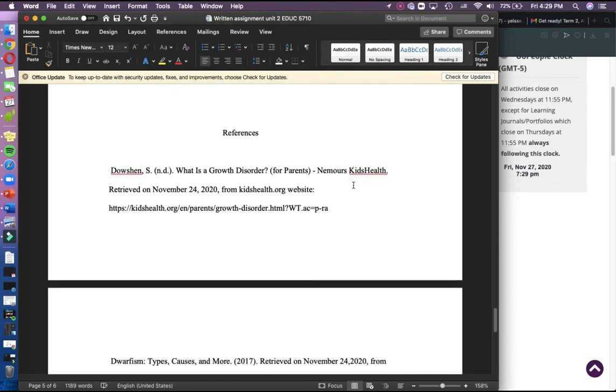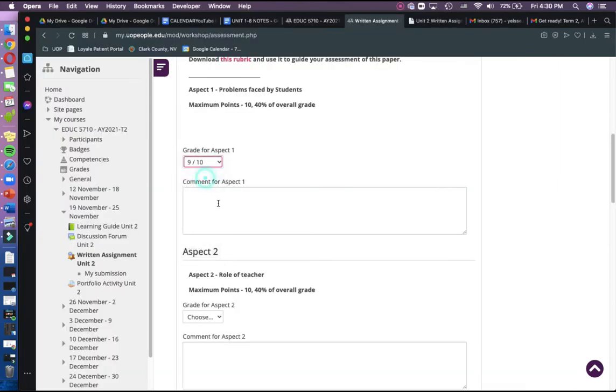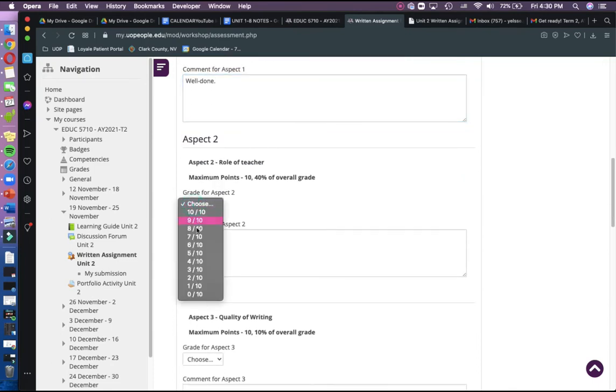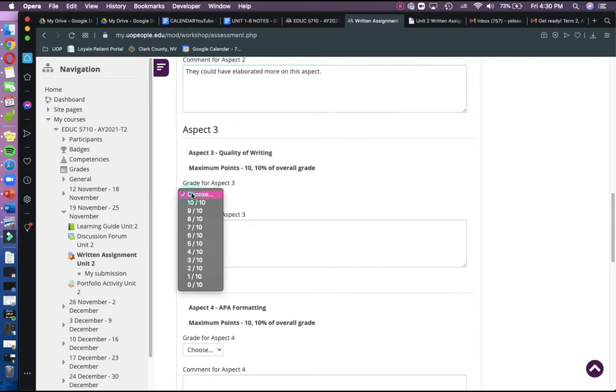Underscoring qualities, paying. Yeah, it's extremely confusing and very distracting, which sucks for the student because I'm sure he or she tried really hard. And just because his grammar was not up to par doesn't mean that the student doesn't understand the content. So that's why I gave him really good grades for the first two aspects. Again, the quality of writing was unclear.